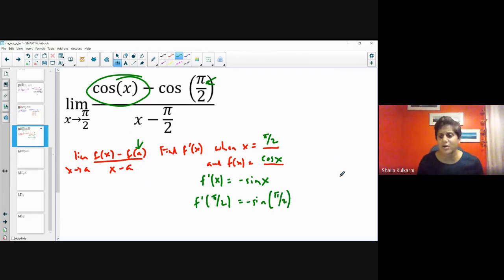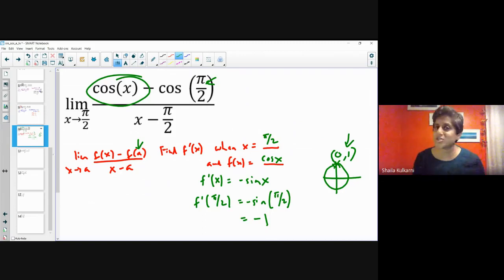We think about our unit circle. Pi over 2 is at the top. The coordinates are 0 and 1. You want the y value because it's sine, so negative 1. There we go. We did our problem. That was the alternate method of the derivative, using the derivative of cosine.